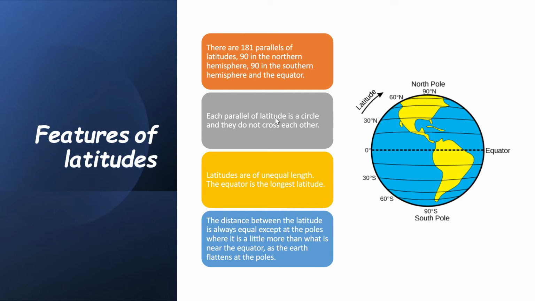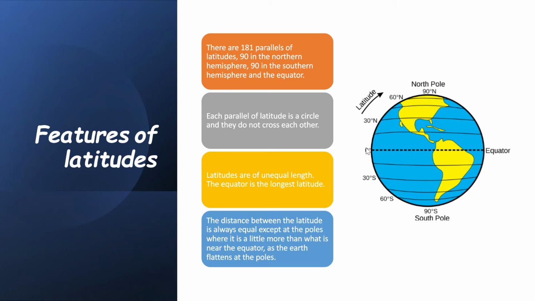Each parallel of latitude is a circle and they do not cross each other. We have already seen that they are all circles and they do not touch each other. Latitudes are of unequal length. The equator is the longest latitude.